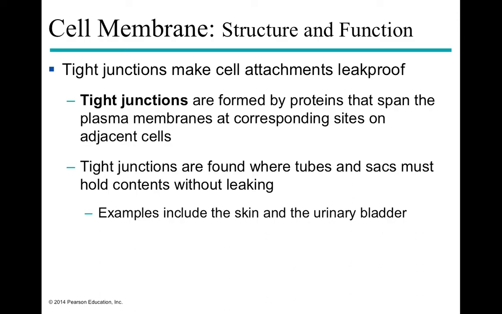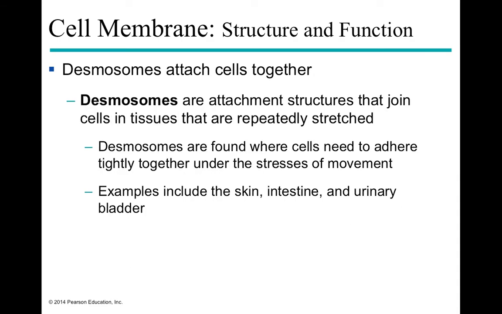So the point here is that cells have multiple different types of junctions. Skin cells are going to have both tight junctions and also desmosomes. So they're not specific to one type of cell. Cells can have multiple different types of connective structures.